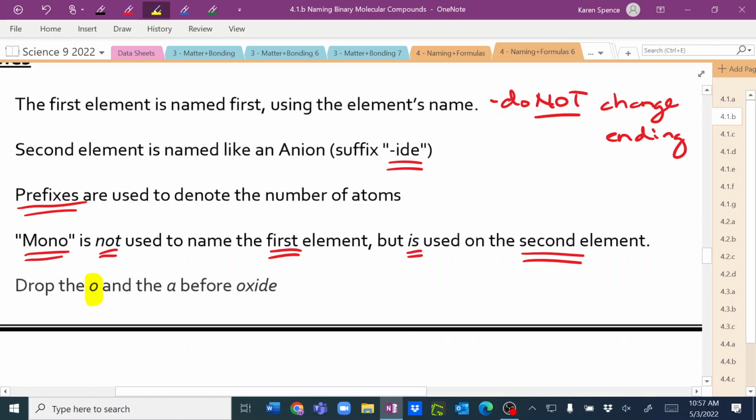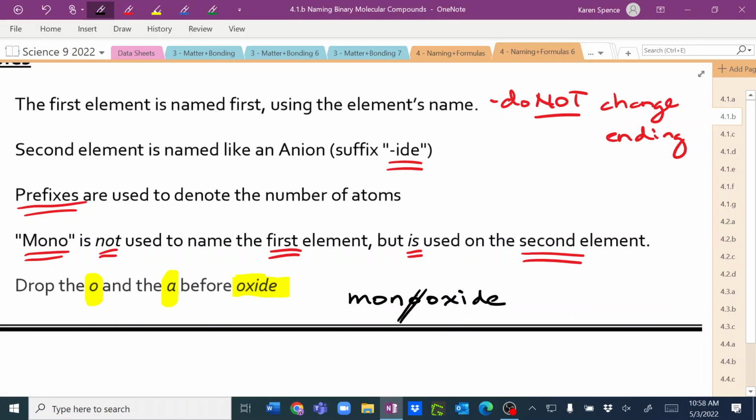is if you have an O or an A in front of oxide, you drop it. So what that means is, does that look weird at all? Looks like monoxide, or monooxide. But if we say carbon monoxide, we don't say carbon monooxide, we say carbon monoxide. So we need to get rid of that O and just have monoxide.